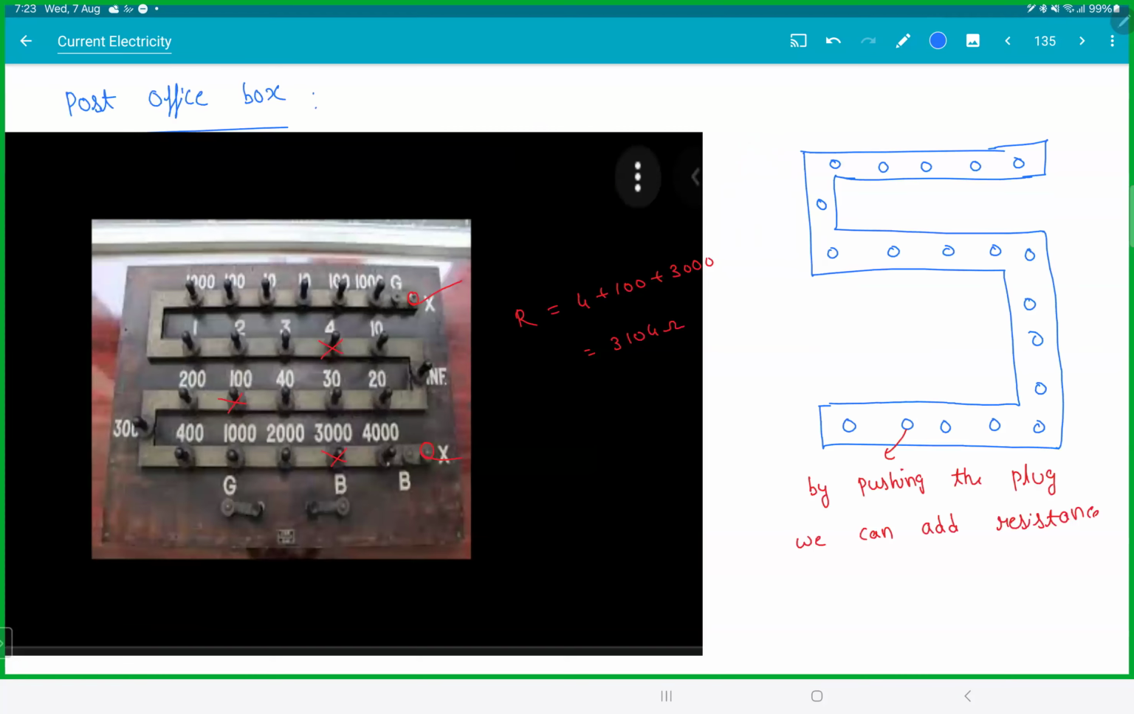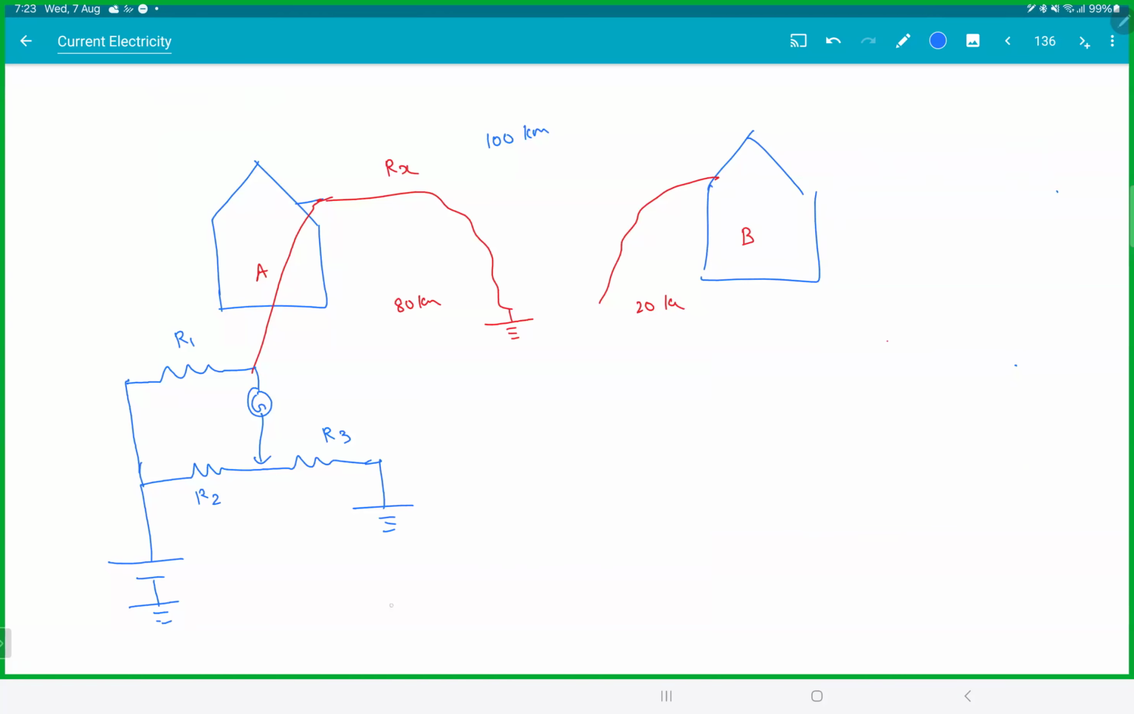Now using this meter bridge, R1, R2, R3 values can be adjusted till Ig becomes 0. So you'll balance the bridge. Then from here we can find R1 by R2 is equal to Rx by R3. From here I found the value of Rx. But I know Rx is nothing but rho L by area.